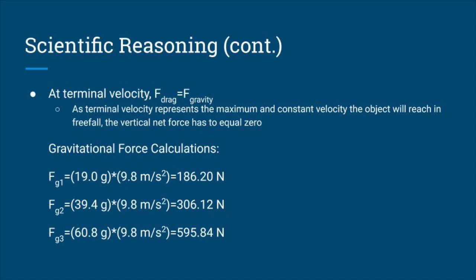Due to how we are presumably examining the motion of the falling bowl at terminal velocity, it can be assumed that the force of drag equals the force of gravity while this is occurring. Therefore, the vertical net force has to equal 0. Below are also the gravitational force calculations, which in effect will equal the drag force calculation.